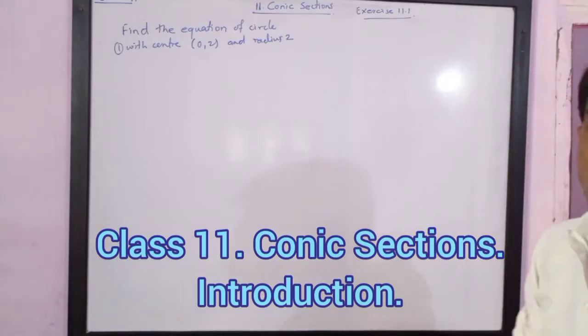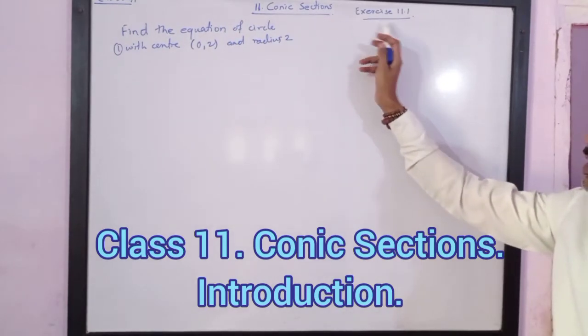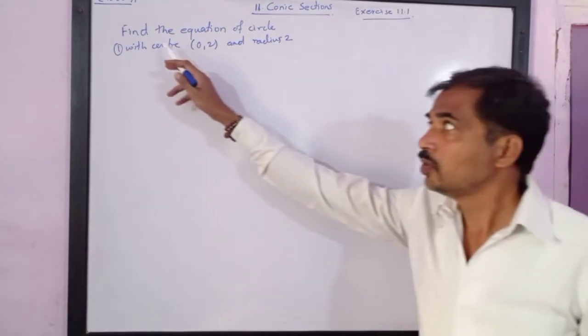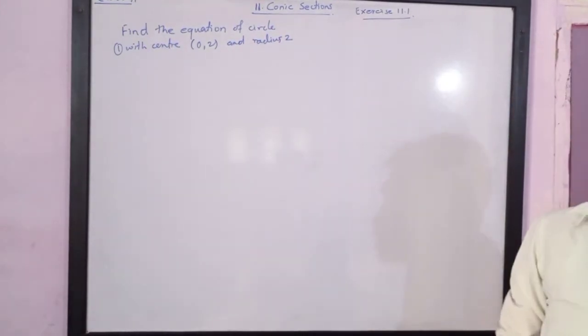Dear friends, in class 11 we are studying the 11th lesson called conic sections, and we have exercise 1. The first question is: find the equation of circle with center (0, 2) and radius 2.